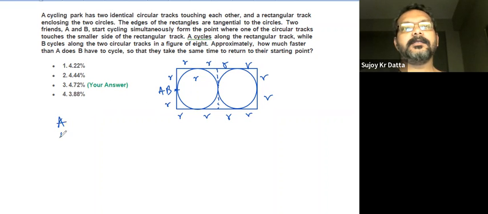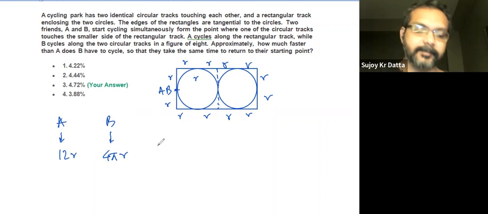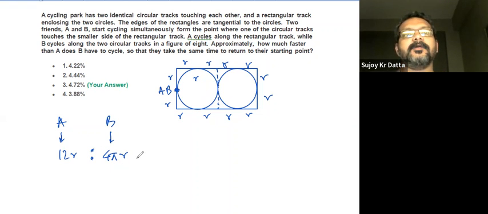So for A, the distance that he has to cover is 4R plus 4R, 8R, 9, 10, 11, 12R. Whereas for B, it is basically just the circumference of the two circles, so 4 pi R. Both have to take the same time to reach here, so speed will be proportional to the distance. So the speeds would be for A and B, 12 is to 4 pi.